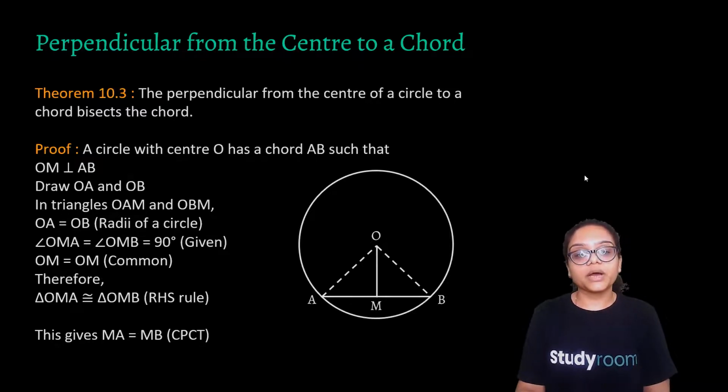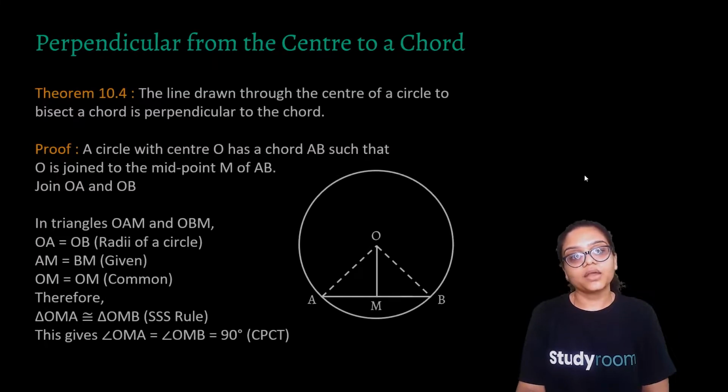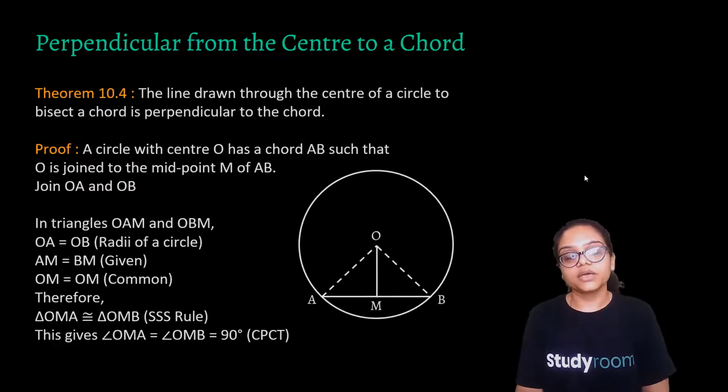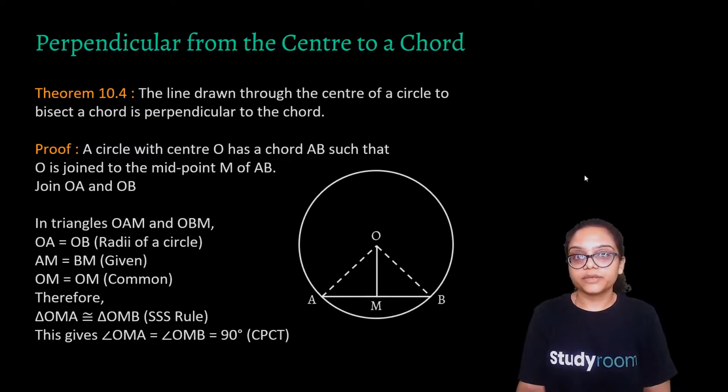Now, we can also prove it by using a congruency condition. We just need to prove that both the triangles are congruent to each other, and we can do that by RHS. Since the hypotenuse is the radius, they have a common side OM, and one angle is 90 degrees. So the other side would be equal by CPCT, which is AM would be equal to MB, and hence the chord is bisected. So the line drawn through the center of the circle that bisects a chord is perpendicular to the chord. Just the opposite, or converse, of 10.3. If it bisects the chord, then definitely it's perpendicular from the center of the circle.